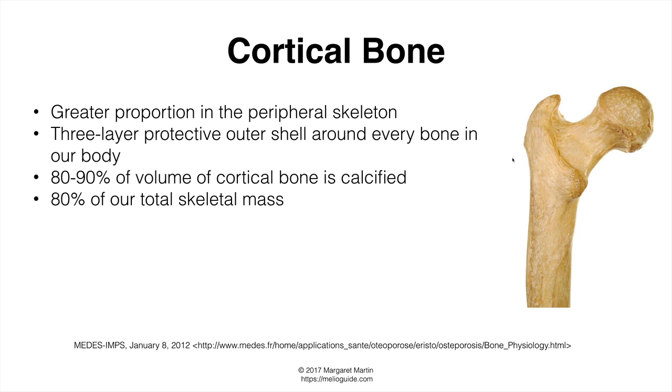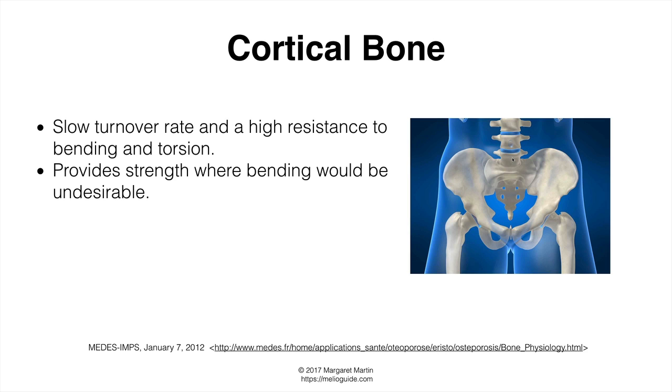80 to 90% of the volume of cortical bone is calcified, hence it's very hard bone. And it makes up 80% of our total skeletal mass. So it provides us a significant amount of weight in its presence. That is one of the reasons people often ask me, why do we have the softer bone? Why do we have that? It's that it's not as heavy. So the cortical bone is good, but it is a heavy bone. If we were completely cortical bone, we would be a lot heavier than we are.